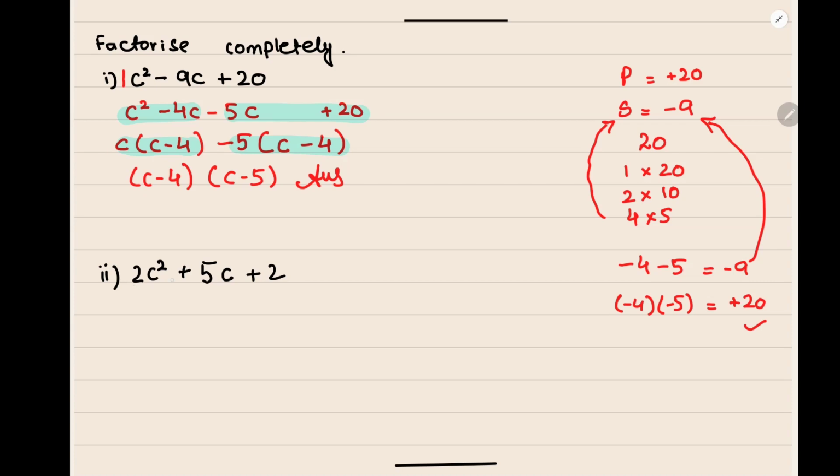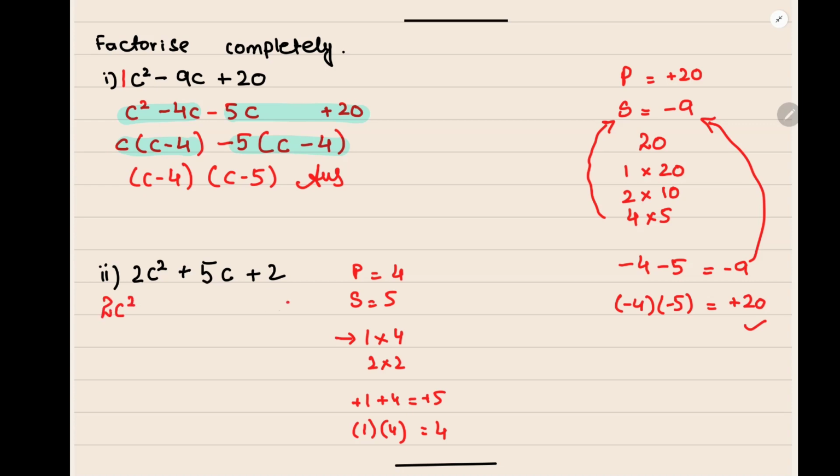Okay. Now for this, my product target is 4 and my sum target is 5. So 1 times 4 and 2 times 2. These are the pairs of factors. Now I'm taking 1 times 4 because plus 1 and plus 4 will give me a plus 5. And if I multiply both of them, 1 into 4, I'm getting a 4. So both of the targets are achieved.